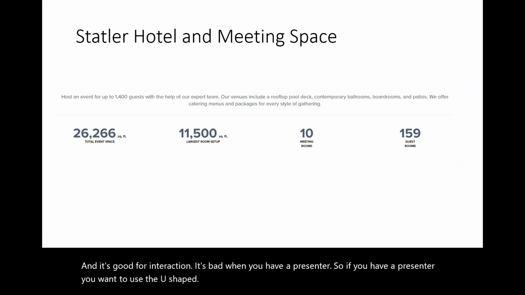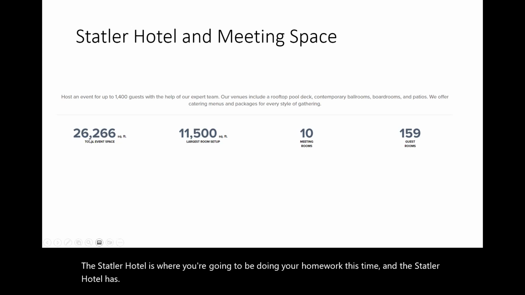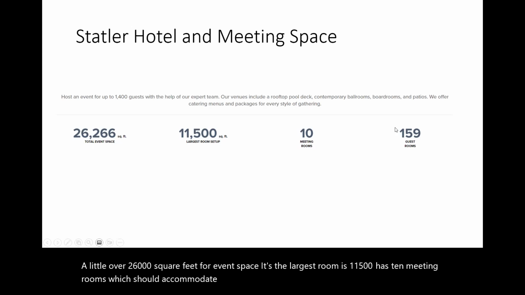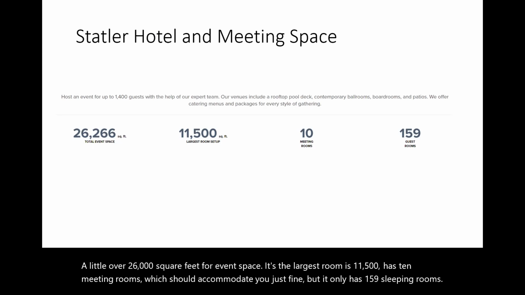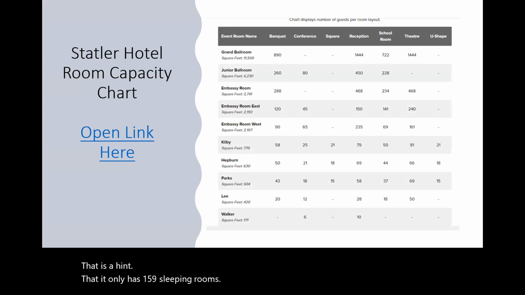The Statler Hotel is where you're going to be doing your homework this time. And the Statler Hotel has a little over 26,000 square feet for event space. Its largest room is 11,500. It has 10 meeting rooms, which should accommodate you just fine, but it only has 159 sleeping rooms. That is a hint that it only has 159 sleeping rooms. These are the capacity of the rooms. You can see their different styles.